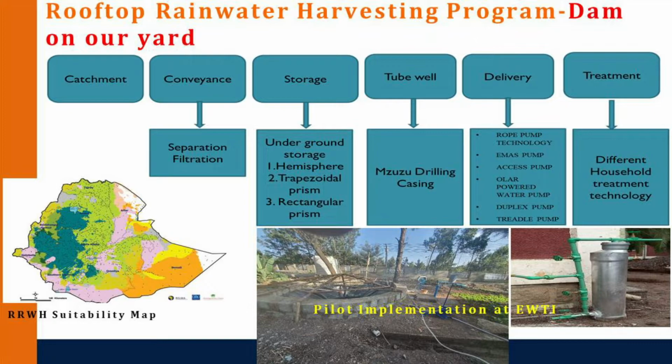If we can work upon this 500 millimeter of rainfall collection, create a pond in their yard, and store the water during the rainy period, they can use it for at least 3 or 4 months. We can imagine how we can change the family.